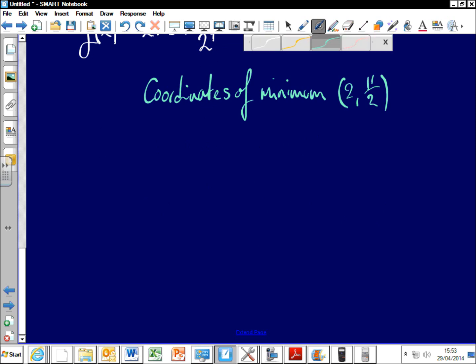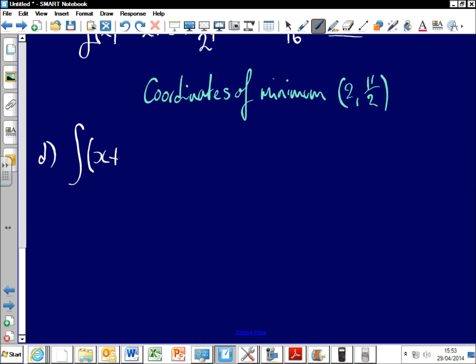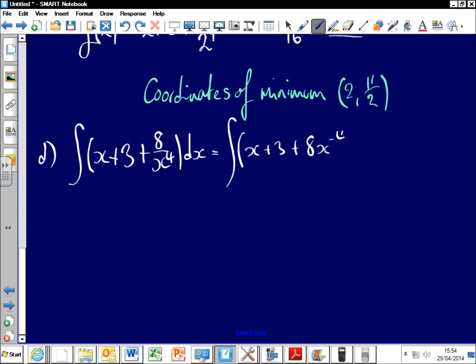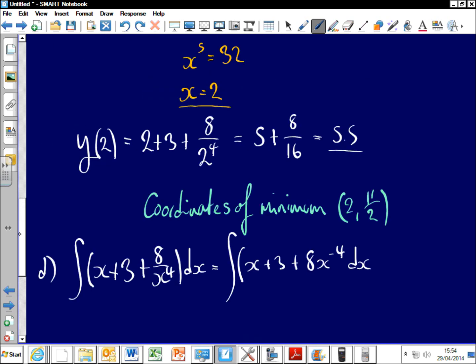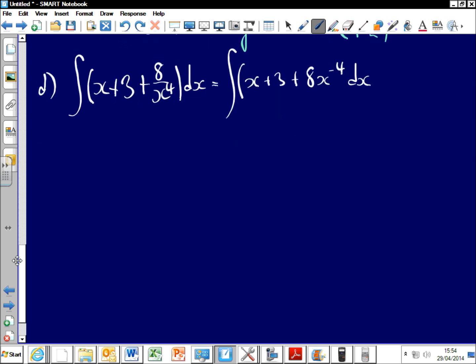Okay, part D, it's asking you to integrate this, x plus 3, integrate the curve. And we've already said that we can rewrite that. It's better to integrate if you have it in this form, x plus 3 plus 8 x to the minus 4 dx. Okay. Right, so can someone integrate this for me? Someone differentiated it for me earlier, so can someone integrate it? The x is going to go to what?